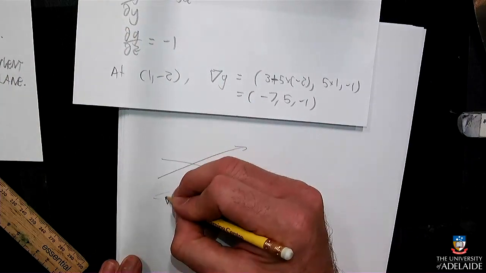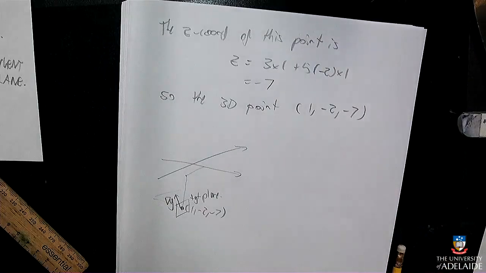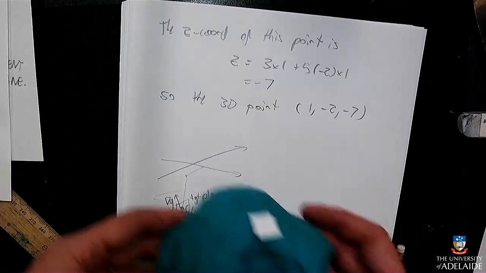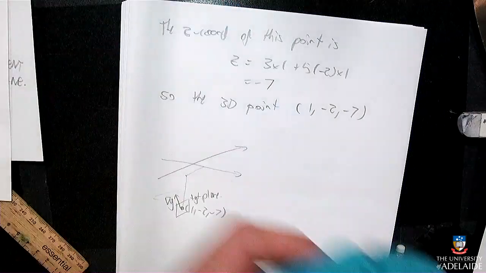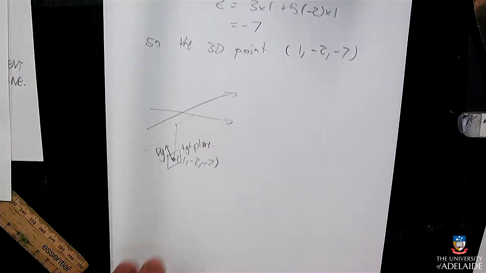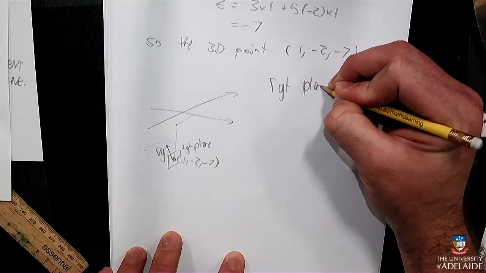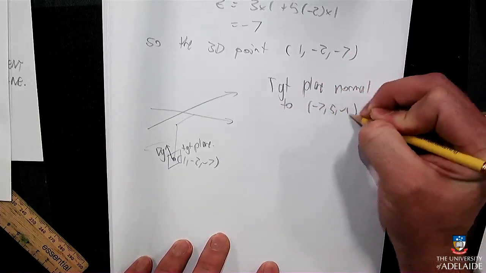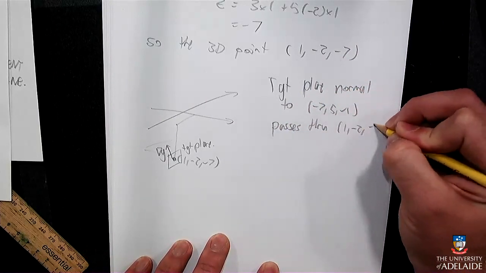This is the tangent plane. That's the gradient of g. All right, that's a bad drawing, I'm sorry. But this is what's going on. It's like this, but it's more like down there. It's just under there, you see. Okay. So I have a plane. So the tangent plane is normal to the gradient of g, which was negative 7, 5, negative 1, and passes through 1, negative 2, negative 7.